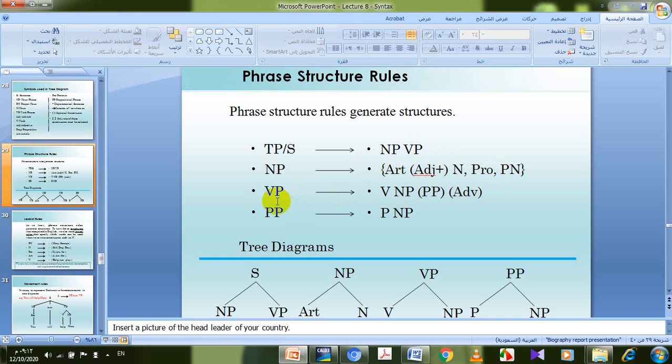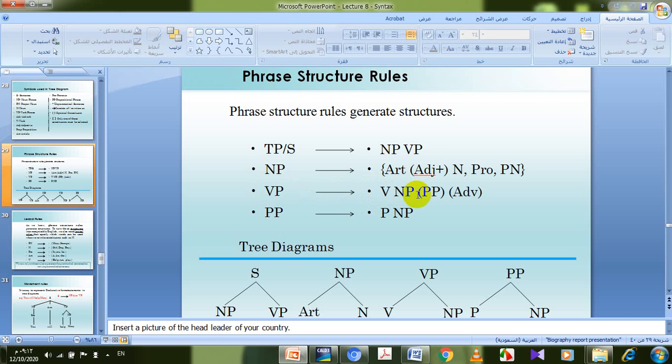Verb phrase means verb plus noun phrase plus prepositional phrase plus adverb, and these are optional. So verb phrase can be verb plus noun phrase, like speak in public. Speak in public, starting with a verb, is a verb phrase, and it is subdivided into verb, speak, and in public. Sorry, it is a prepositional phrase. Sorry, noun phrase. We are talking about noun phrase.